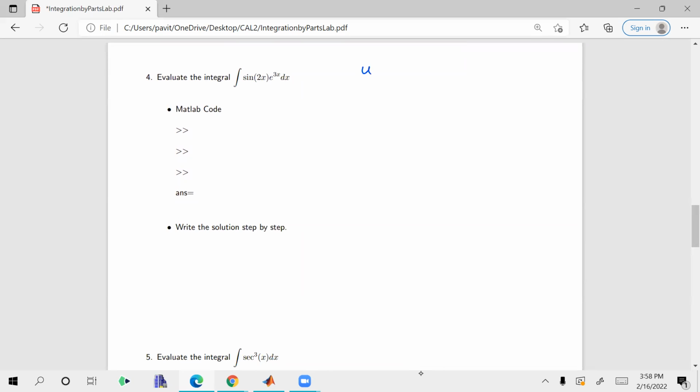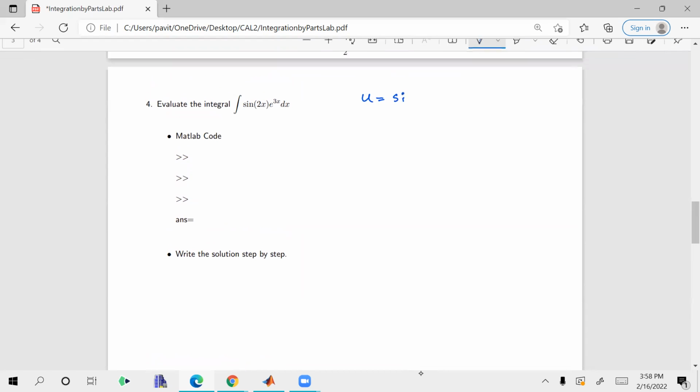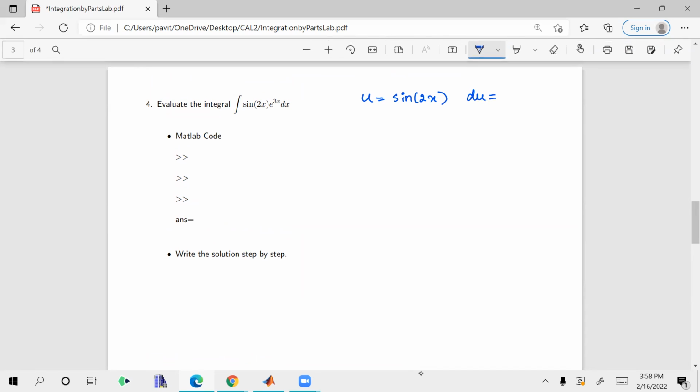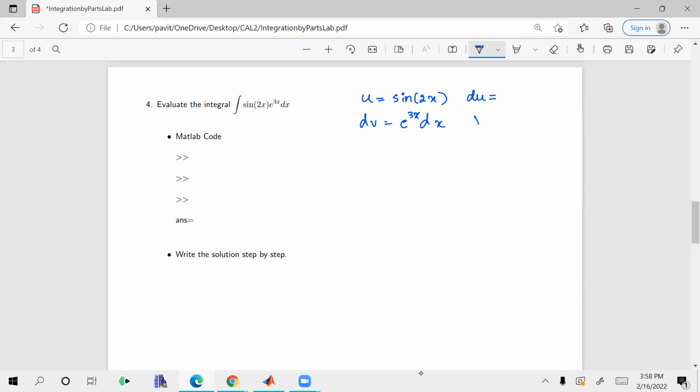Let's take u equal to sine of 2x, and the du of this will be, let's see, I want to know what is the derivative of sine 2x. And we will take dv equal to e to the power of 3x dx, and tell me what is v.